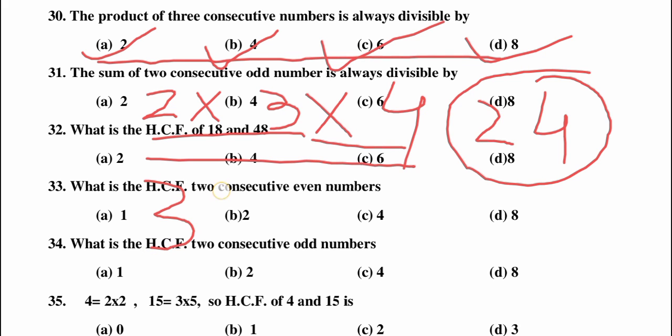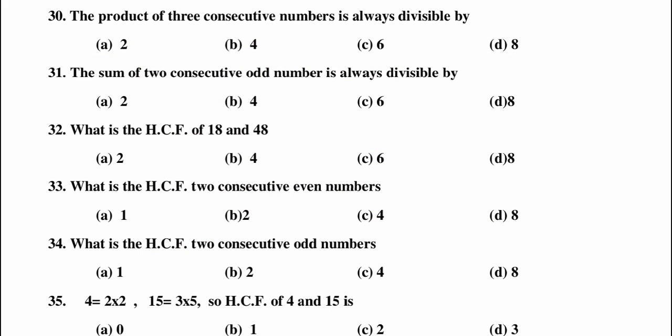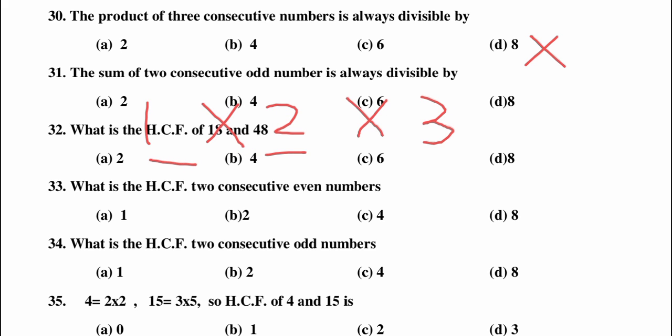Now I take 3, 4 and 5, consecutive numbers. 3 fours are 12, 12 fives are 60. Now we check, 60 is divisible by what? Yes, it is divisible by 2, 4, 6 also, but not divisible by 8. So 8 is cancelled. Now we check for 3 consecutive numbers 1, 2 and 3. 1 two is 2, 2 threes are 6. Now 6 is divisible by 2 and 6 but not by 4. Okay, so 4 is cancelled here.